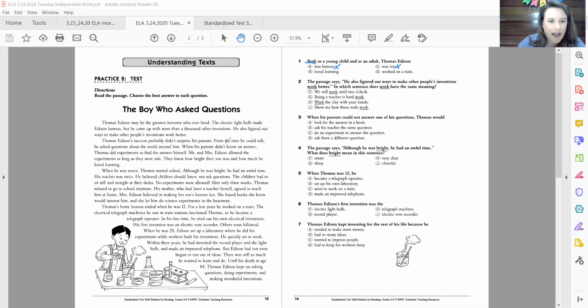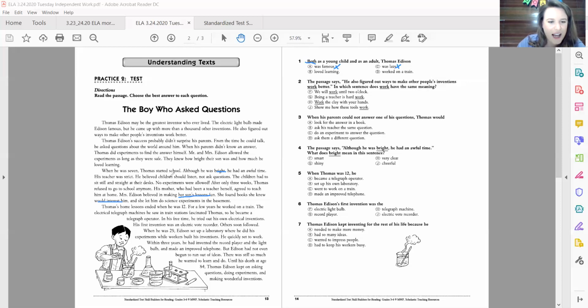Loved learning, let's see. And both when he was a child, let's see. I'm going to look when he was young. I'm looking back, skimming over. Ooh, he was bright as a child. He believed children should listen. Thomas refused his mother, who had been teaching, agreed. His mother believed her son's lessons had to be fun. She found books that would interest him, and she let him do experiments.